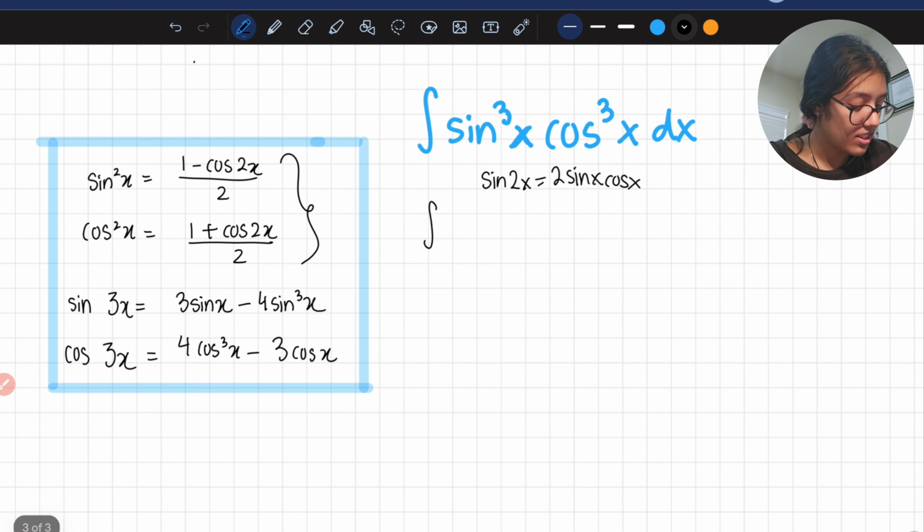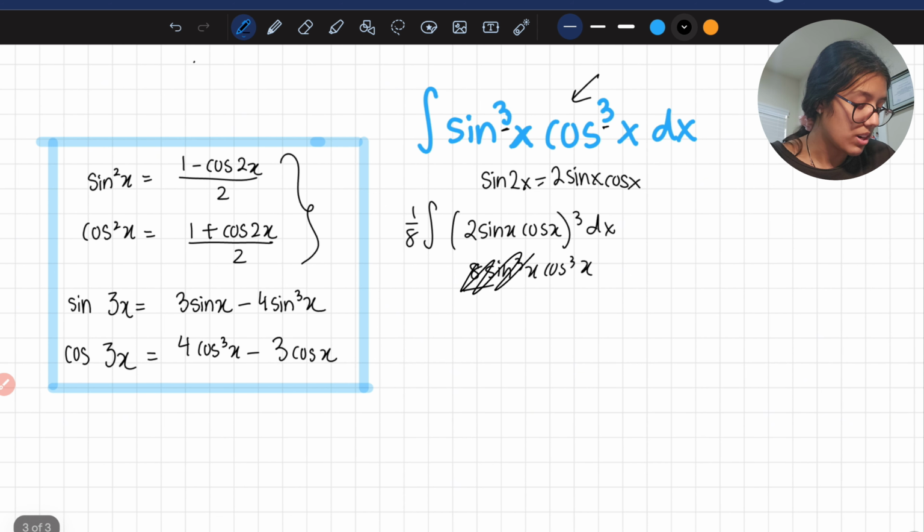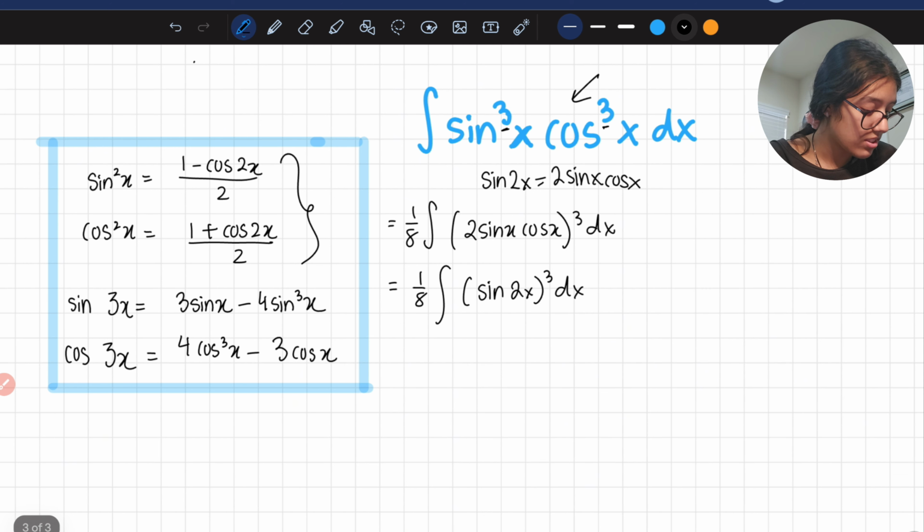So this is going to be somewhat like the previous problem we solved. I am going to simplify this to 2 sine x cos x cubed dx. Last time we did a squared, but the reason I'm doing a cubed is because I have a cubed in the problem right now. This simplifies to 8 sine cubed x cos cubed x. There is no 8 in the original problem, so I'm just going to multiply the whole integrand by 1/8. Simplifying whatever is inside, I know that's equal to sine 2x, so I'm going to say sine 2x cubed dx.